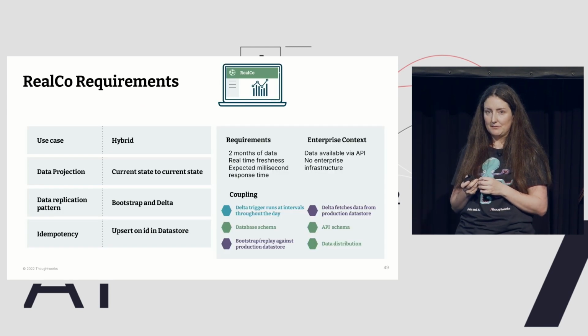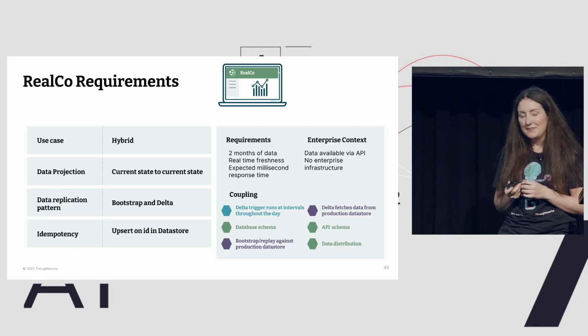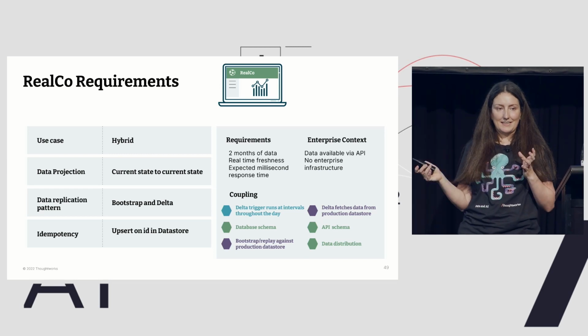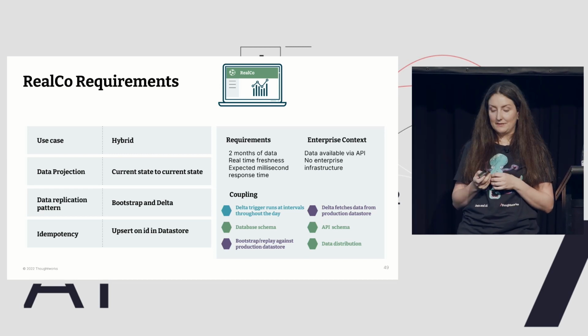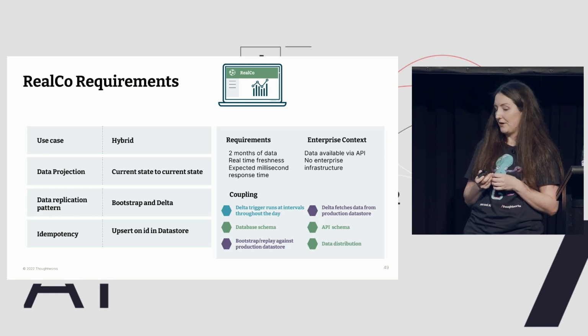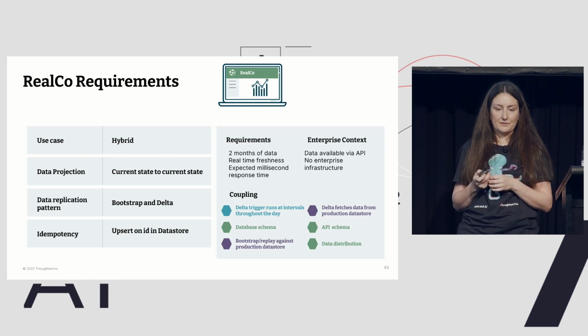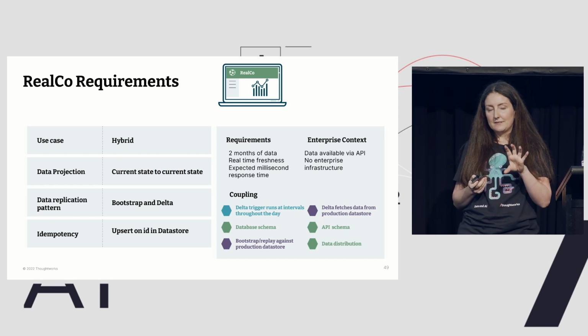So that is it for RealCo. We can see that we've got a hybrid use case. We know we're going to do current state to current state data projection. We're choosing a Bootstrap and Delta pattern. For solving idempotency, we're going to upsert on the ID. So we can now use this as a guide for technology choices.